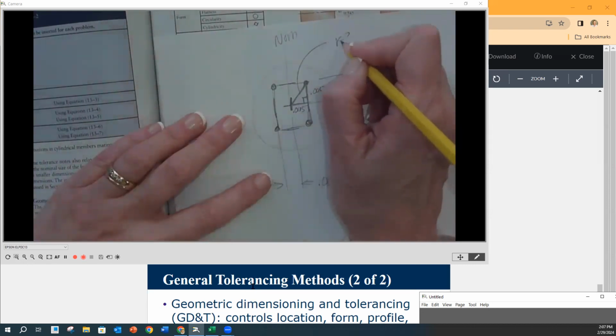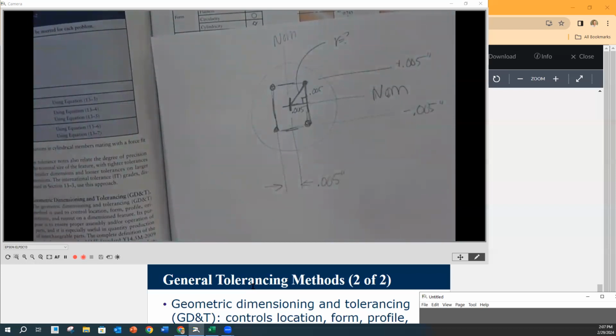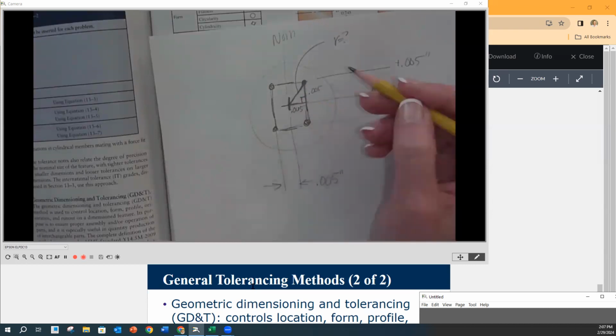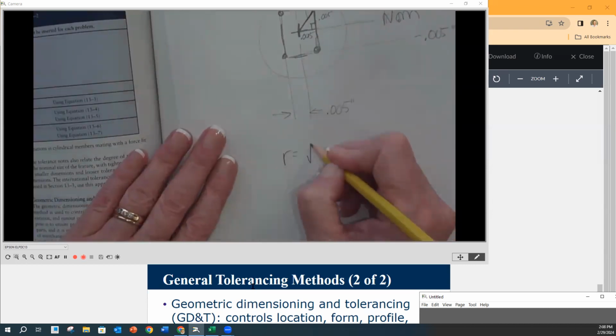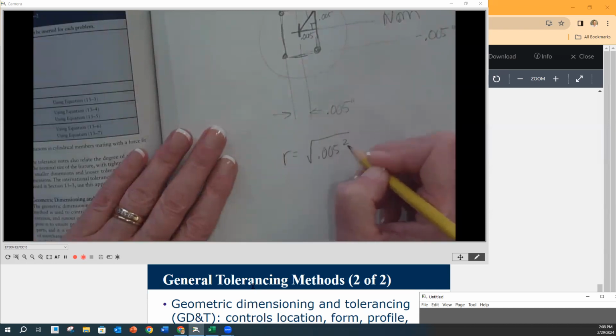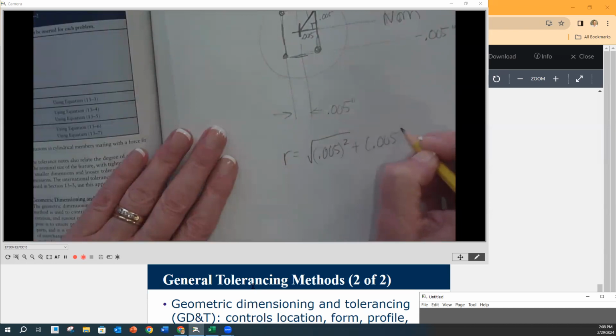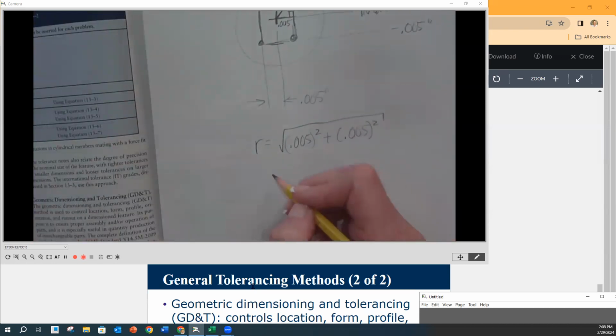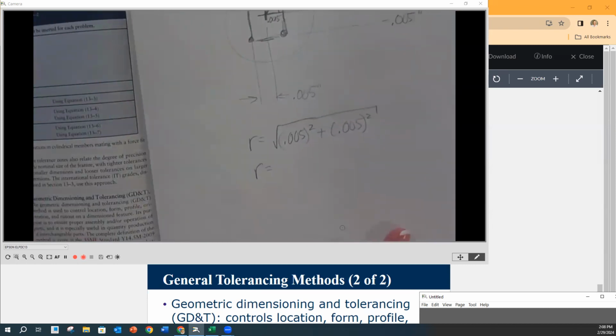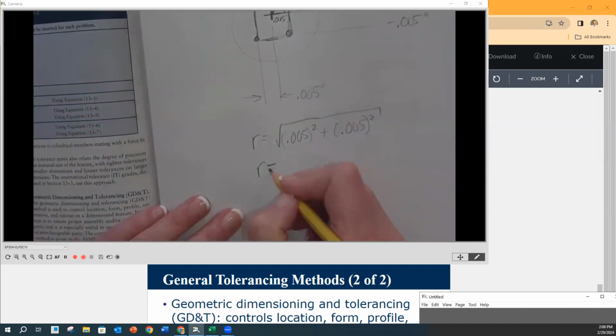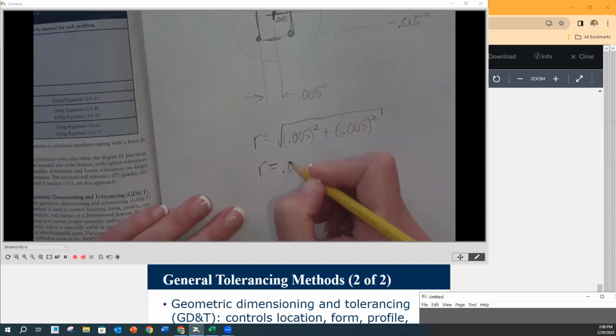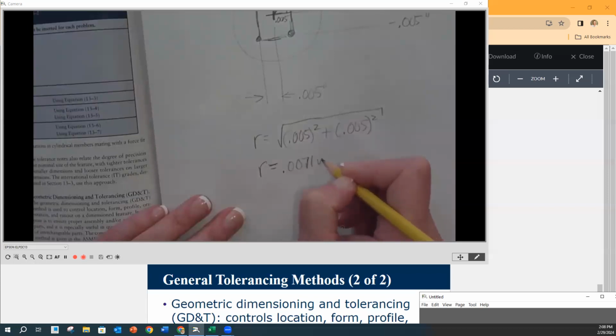What is that radius? You guys all have calculators. How are you going to calculate that? You want to use Pythagorean's theorem. You've got the two legs and you want to find the radius, right? So my radius is going to be equal to the square root of 0.005 squared plus 0.005 squared. Okay. So tell me what my radius is. Everybody should be doing it. 0.0071, and that's inches, right?